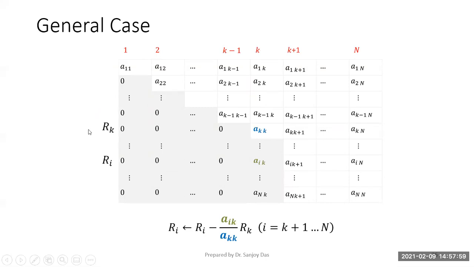And now this is what I'm doing in the general case. In the kth step, I use A_KK, and then from each row below it, row I, so I is K plus 1 through N, this is the row operation that I am carrying out. R_I is being replaced with R_I minus, this is the scale, A_IK over A_KK, times R_K.